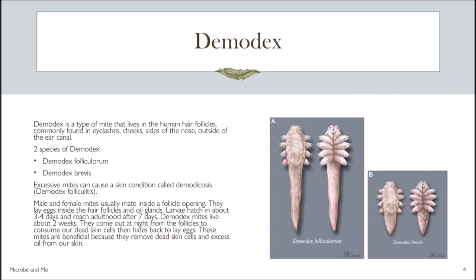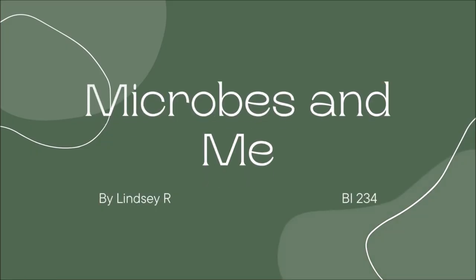Demodex is a type of mite that lives in the human hair follicles, commonly found in eyelashes, cheeks, side of the nose, and outside of the ear canal. Excessive mites can cause a skin condition called demodicosis or Demodex folliculitis. They come out at night from the follicles to consume our dead skin cells, then hide back to lay eggs. These mites are microbes and me.